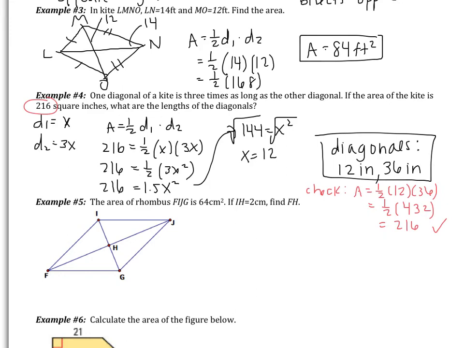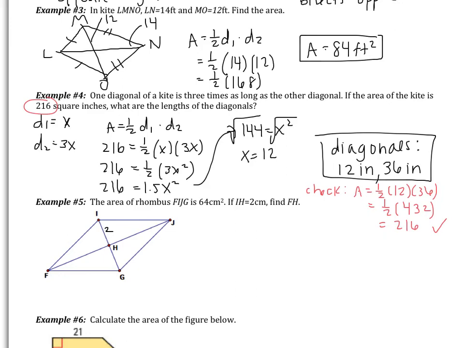Okay, let's look at example 5. It says the area of rhombus FIJG is 64. If IH is 2, find FH. Okay, so we need to remember back to some of those properties of rhombuses.